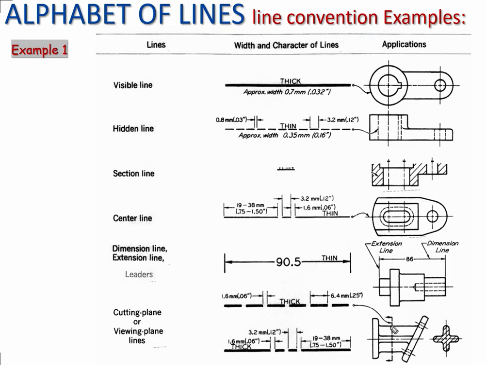As you see here, we have a CPL, cutting plane line. It shows the location of the cutting plane. That means we want to cut here and look from here to the part. So that is how we can indicate the location for the cutting plane using the CPL. The CPL, as you see, is evenly spaced dashes, and should be thick, not thin for the CPL.